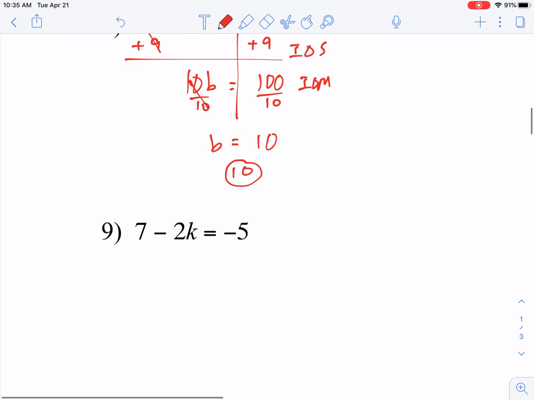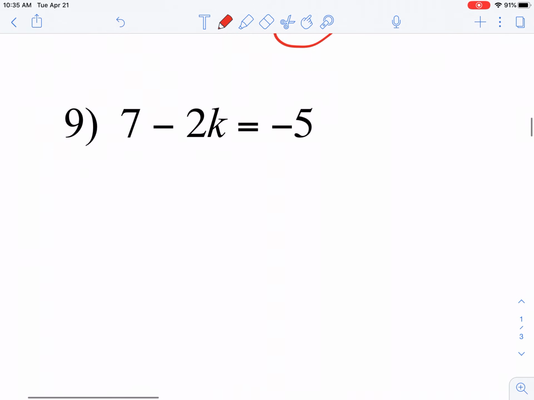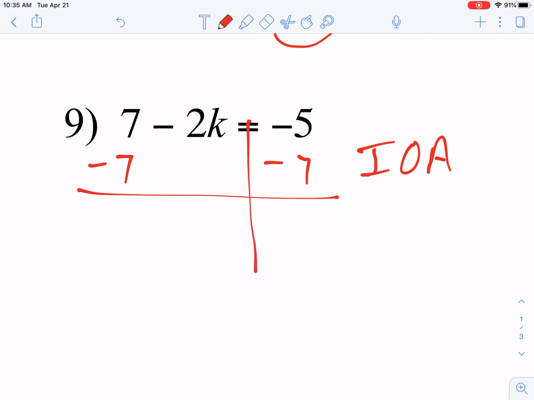Looking at number 9, we're going to start with the inverse of addition, which can seem weird because you see the subtraction sign, but really the positive 7's got to be taken away. So these cancel out. Negative 2k drops down. Equal sign drops down. Negative 5 minus 7. What you're really going to do here is you're going to add and you're going to keep the negative sign. So 5 plus 7 is 12 and keep the negative sign.